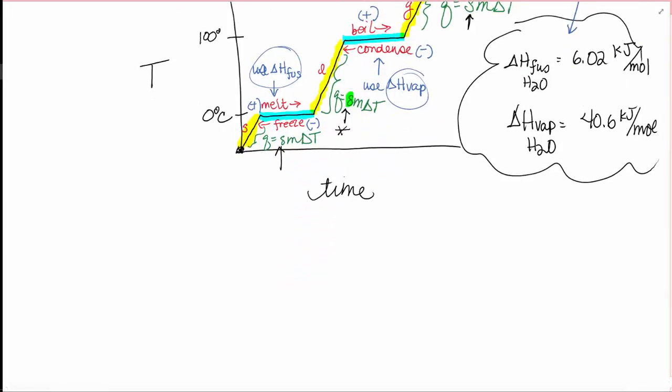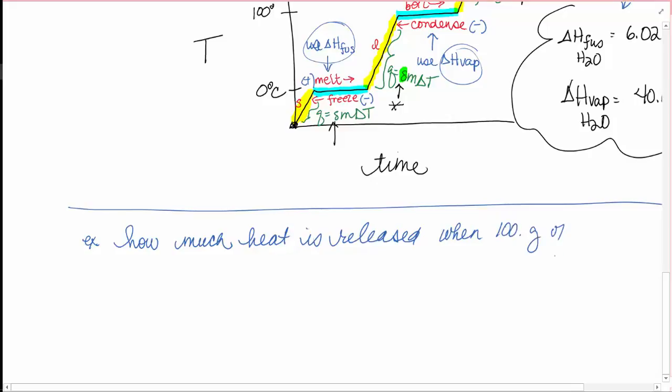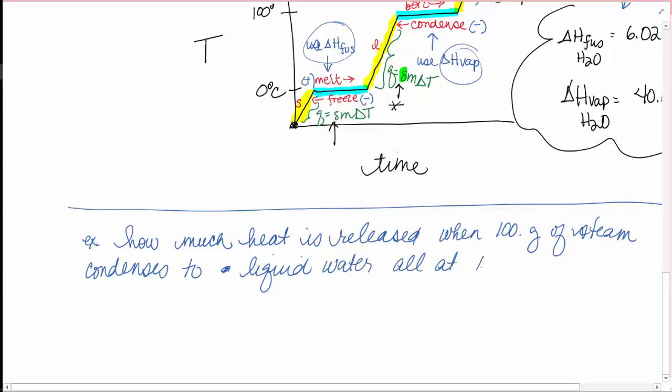All right. You guys are ready for just the two examples I want to do. So here's an example problem that you might encounter. So here's the question. How much heat is released when 100 grams of steam condenses to liquid water, all at 100 degrees Celsius?